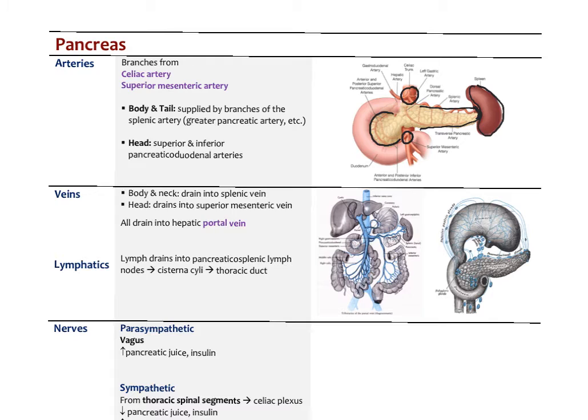The venous system, the body and the neck of the pancreas drain into the splenic vein, and the head drains into the superior mesenteric vein. Both of these drain into the portal vein, again going straight to the liver. And then there are lymphatics that drain into the pancreosplenic lymph nodes. That converges into the cisterna chyli in the mediastinum in the chest, and then that drains into the thoracic duct into the left subclavian vein. So this would be significant, of course, in the lymphatics. In the case of cancers, pancreatic adenocarcinoma could spread through those regional lymph nodes.